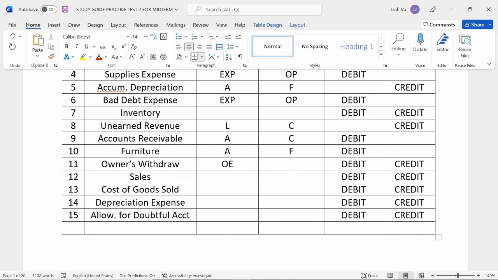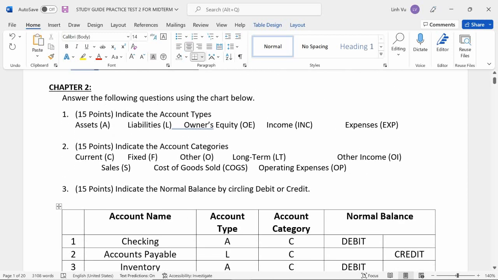Operating expense? No, it's not operating expense. That's for expenses. Can I see the categories? Would it be current? There's no such thing as a current owner's equity.